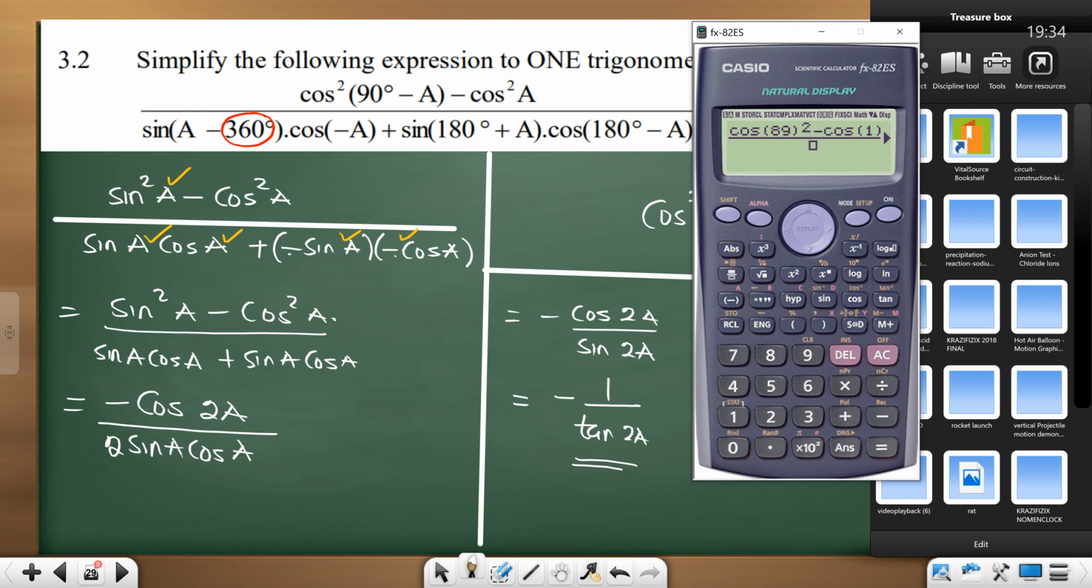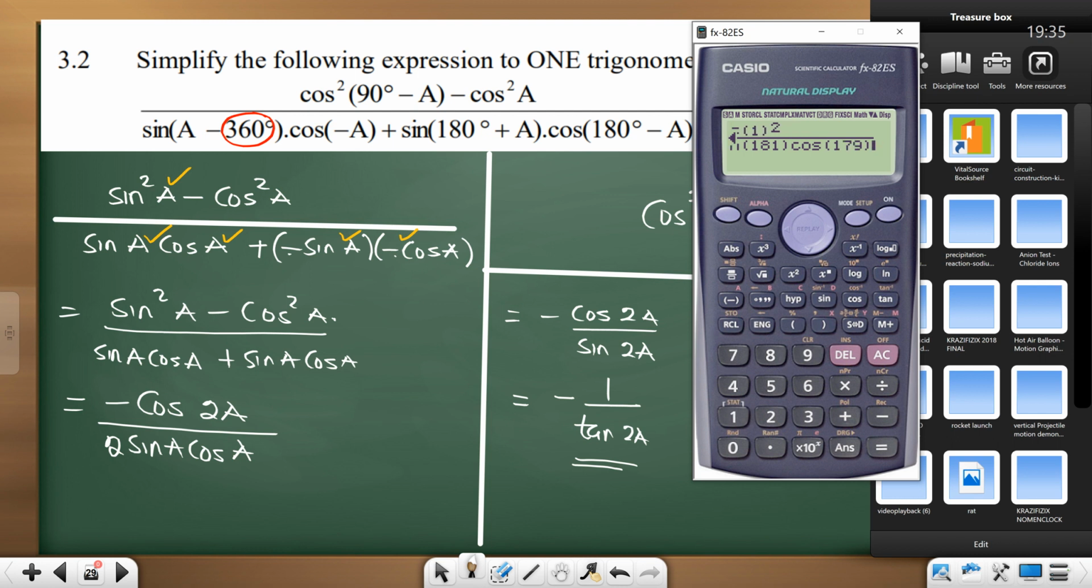Okay. Let's quickly walk through. Sine. What is 1 minus 360? All right, multiplied by what? Cos negative 1 plus sine. Okay, let's just say 181 to save time. And cos what?